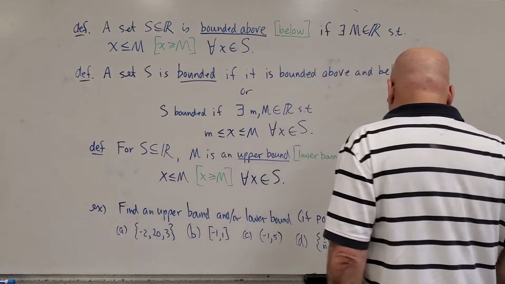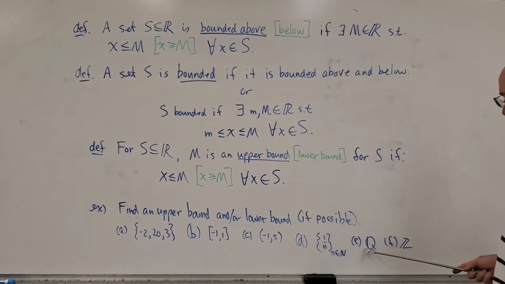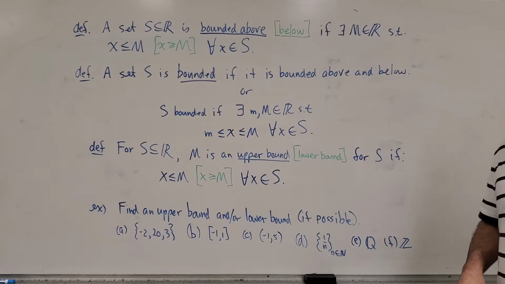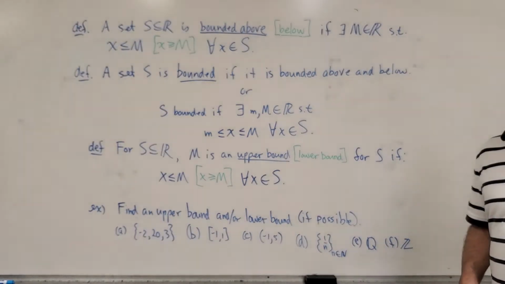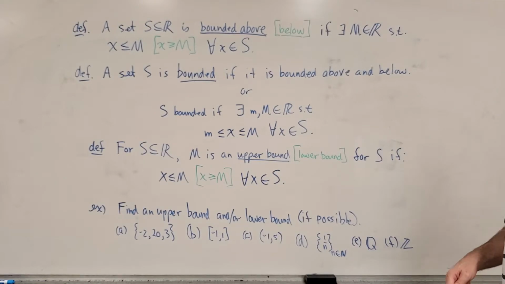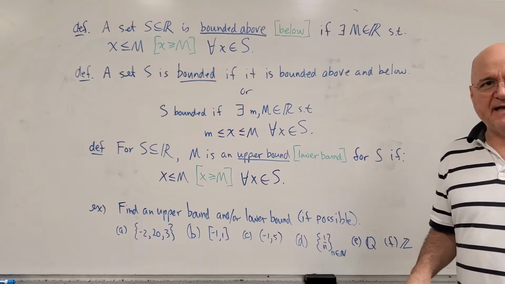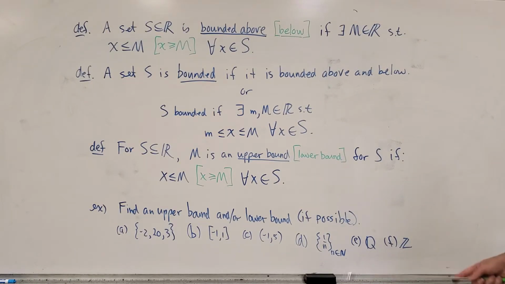Well, these 2 are fairly simple. The set of rationals and the set of integers, there is no upper bound, there is no lower bound for those. And we typically don't say the upper bound is infinity or negative infinity. So these are unbounded sets.